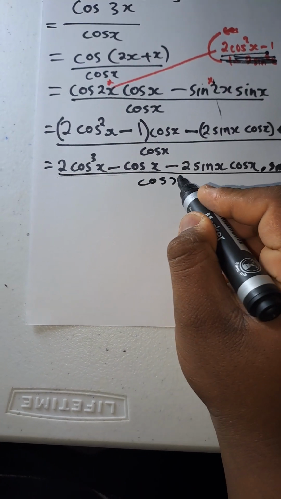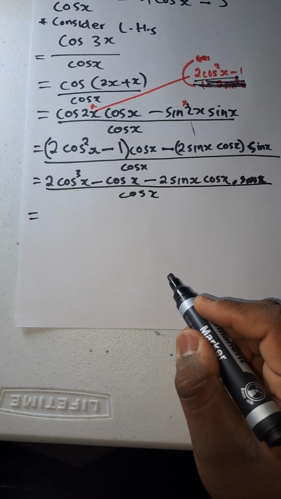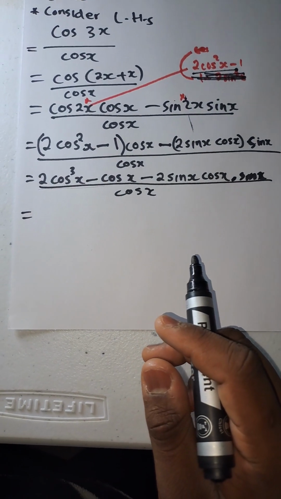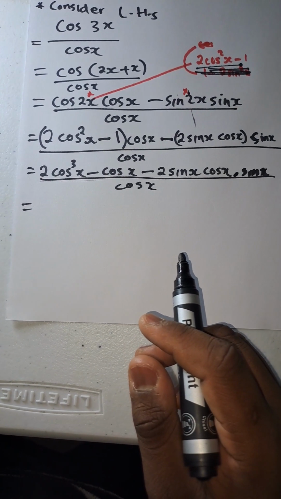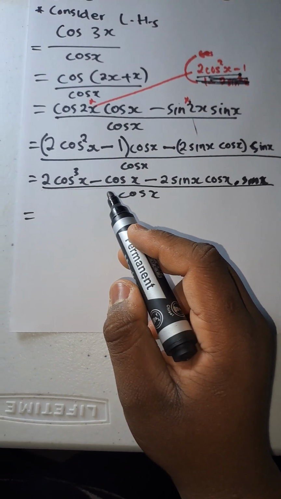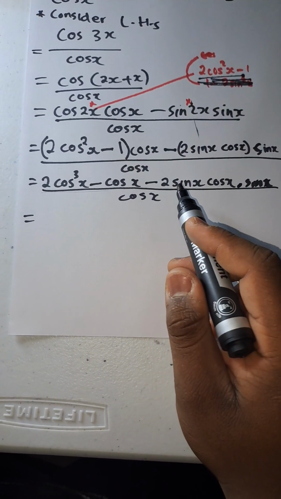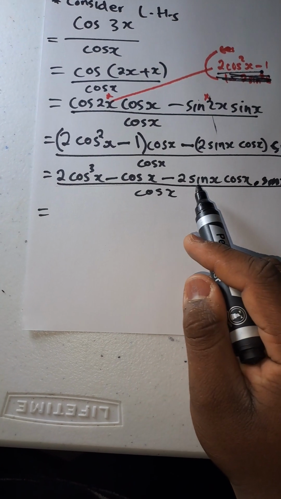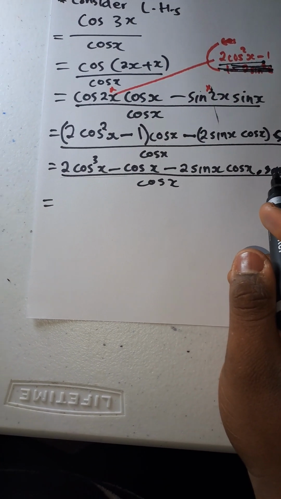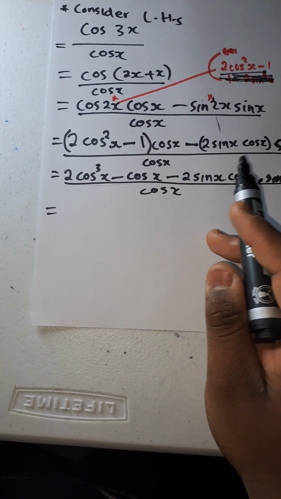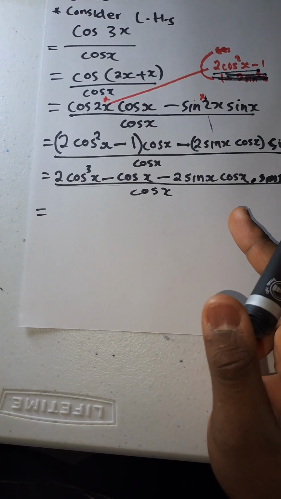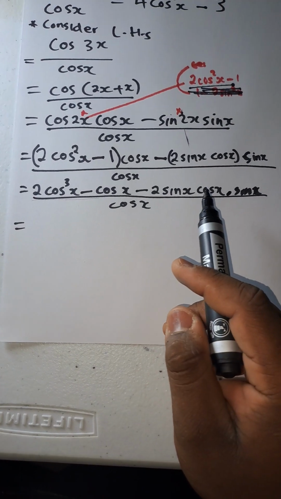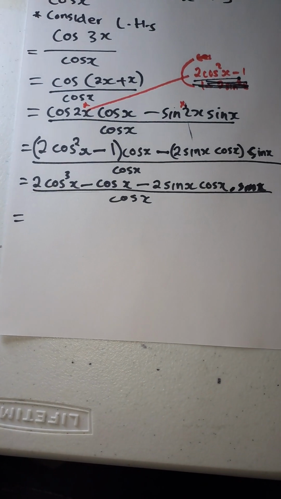Cos x. Is it still fine there? So now let's simplify the things that you can see there. I can multiply 2 sine x and sine x there, because now I can see that they are the same things, like like terms. You understand?